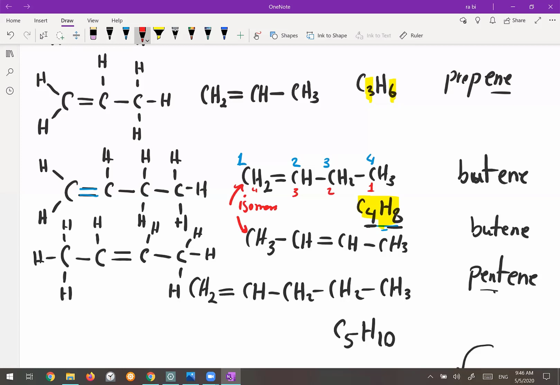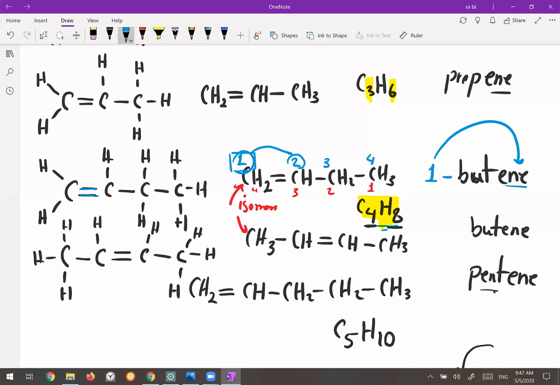So the priority is with the double bond, not with the branch. Here we don't have the branch, so we number it from the side on which the double bond receives a smaller number. The first position where the double bond appears is the first position. Actually, it's between the first and second position, but it appears after the first carbon. So we say this is 1-butene. This 1 refers to the position of the double bond. "ene" represents the double bond.